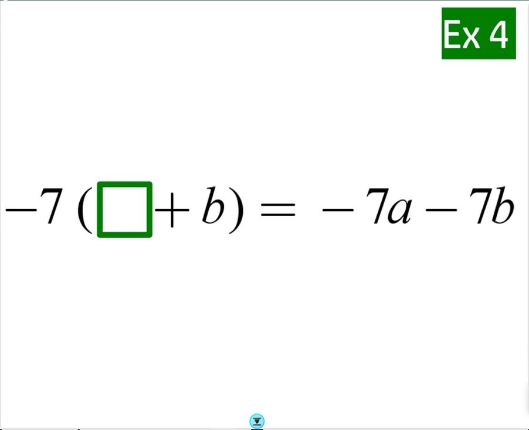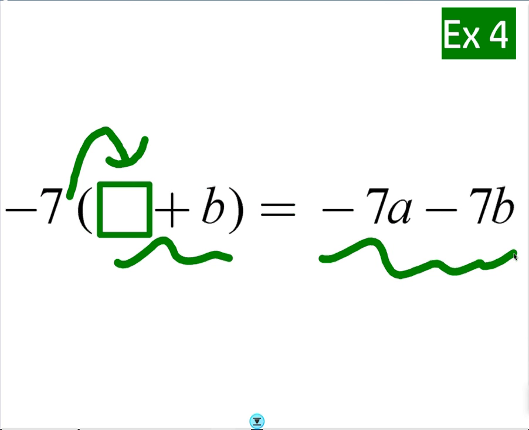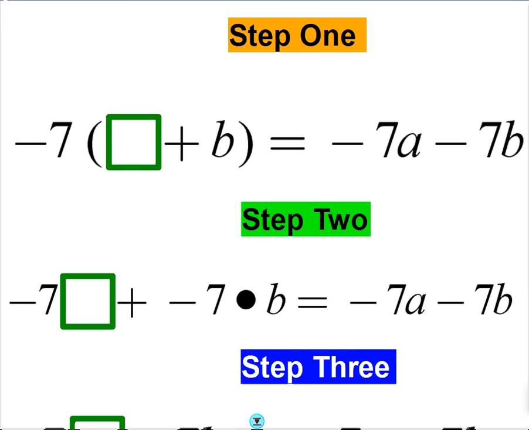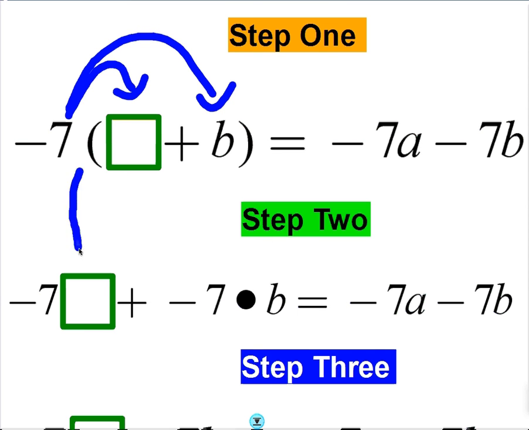Negative 7 times what number plus b is equal to negative 7a minus 7b. And I'm going to go ahead and draw the distributive arrows there. So in this case, this is a different kind of problem because the unknown number is inside the parentheses. Again, we're going to draw distributive arrows. Now notice, for the first distributive arrow, it's just negative 7 times some number. The second one's pretty simple, right? It's negative 7 times b.